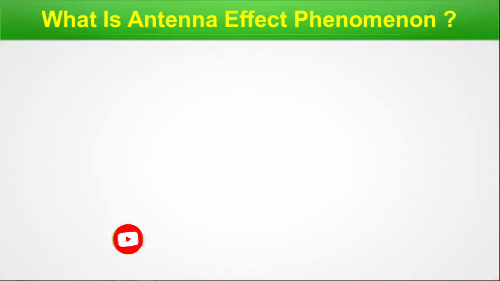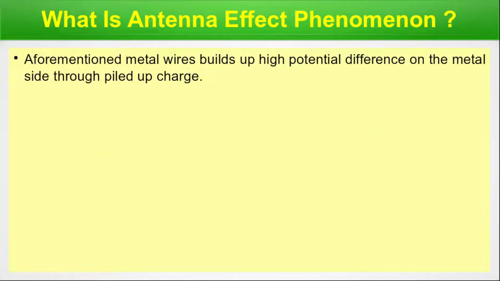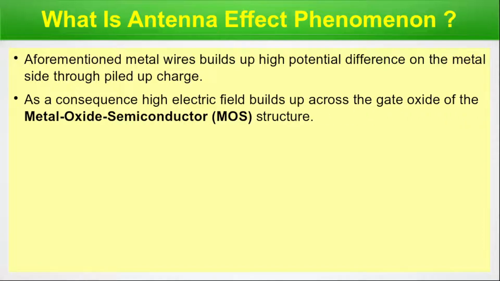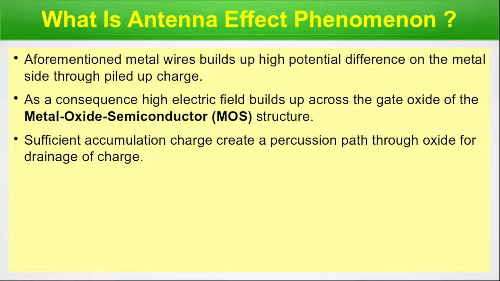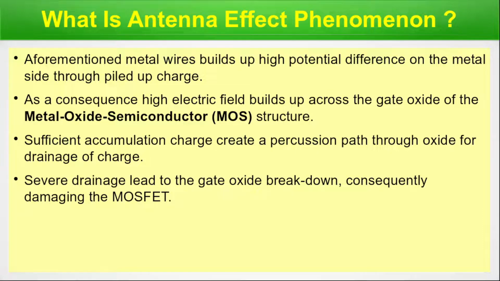What is antenna effect phenomenon? We will go through some more points to dig deeper inside the antenna effect phenomenon. Aforementioned metal wires build up high potential difference on the metal side through the piled up charge. As a consequence, high electric field builds up across the gate oxide of the metal oxide semiconductor, that is MOS structure of a MOSFET. Sufficient amount of charge creates a percolation path to the oxide for the drainage of the charge. This percolation path is a small path that is created by high amount of charge, and this is just a beginning. Severe drainage leads to the gate oxide breakdown, consequently damaging the MOSFET.